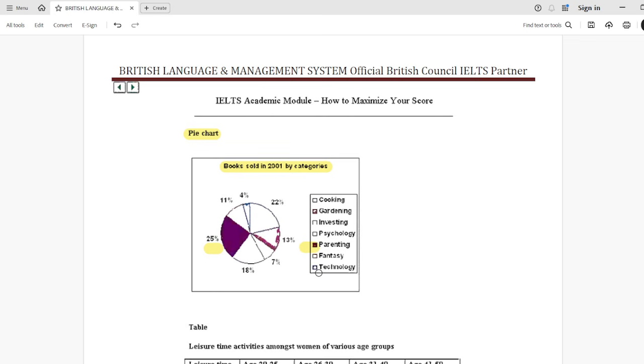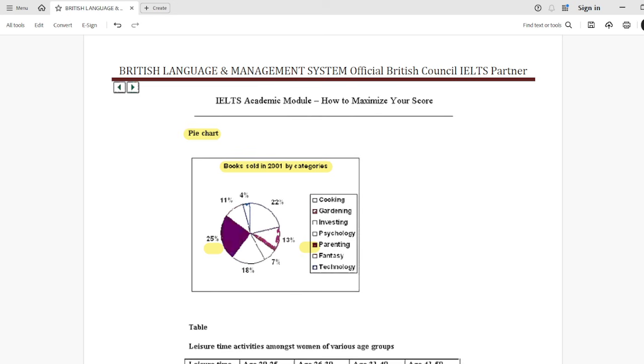That data is about 2001. So now it is 2026. If we compare that information in 2001 and 2026, I think that the technology related books will be at number 1 and the books related to parenting will be at the lower side.